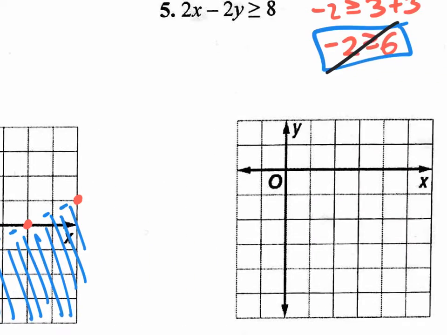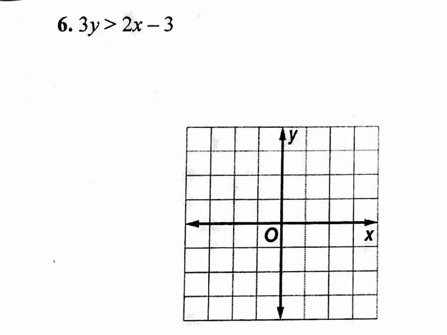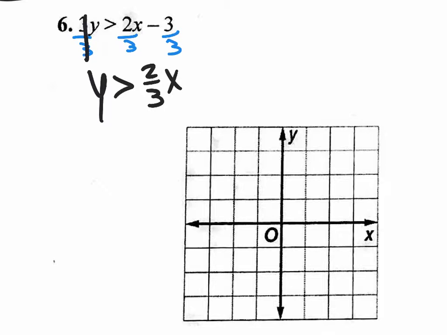Let's try the next even question, number 6. If I wanted to get y by itself right there, what would I do? Divide by 3. Divide everything by 3. This by 3, this by 3, this by 3. My new slope-intercept form inequality is going to be y. Do I flip the inequality or keep the inequality? Keep it. Greater than 2 divided by 3 x. I can't do it with the x on it. And negative 3 divided by 3 is negative 1.